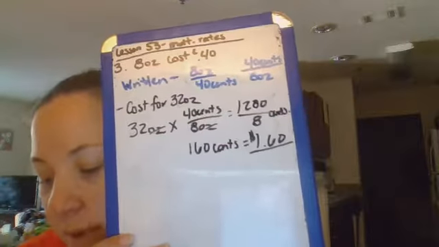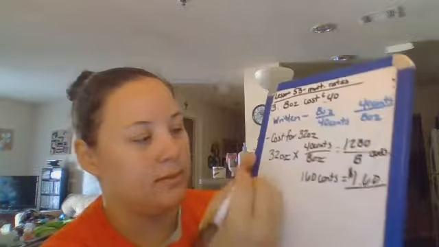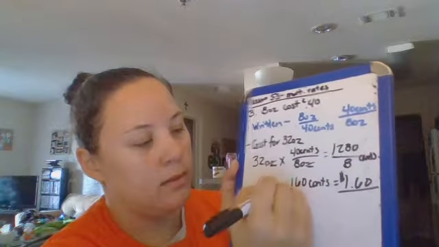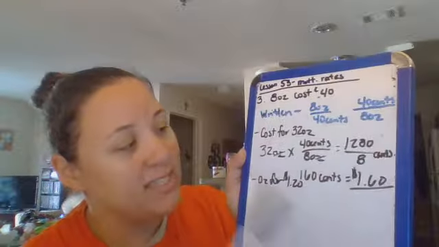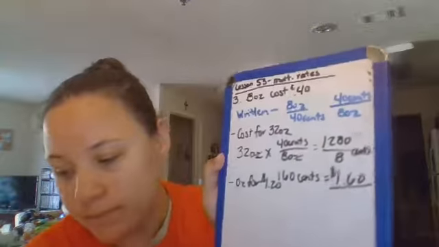All right, and so then the second part is we want to know how many ounces we can get for $1.20. So we know for 40 cents we can get 8 ounces. For $1.60 we can get 32 ounces, but how many ounces can we get for $1.20?